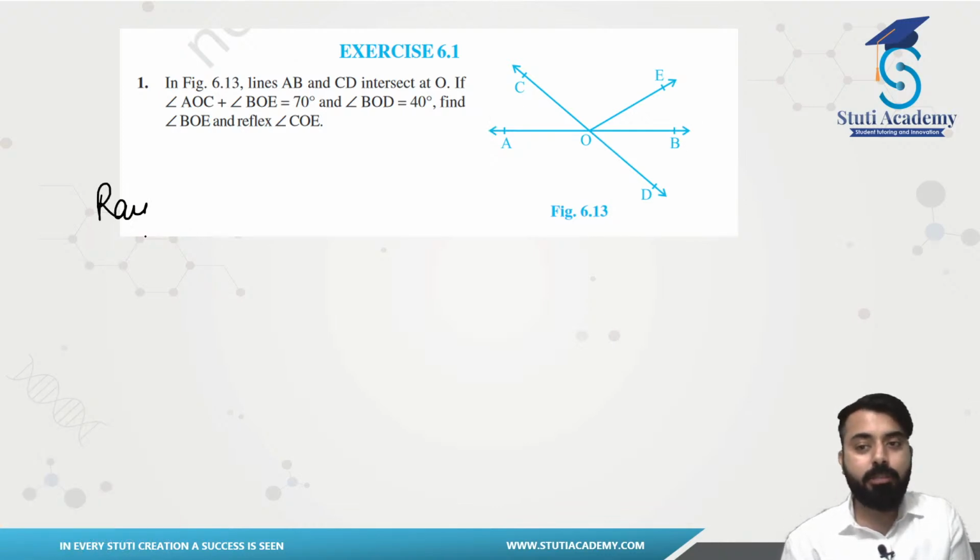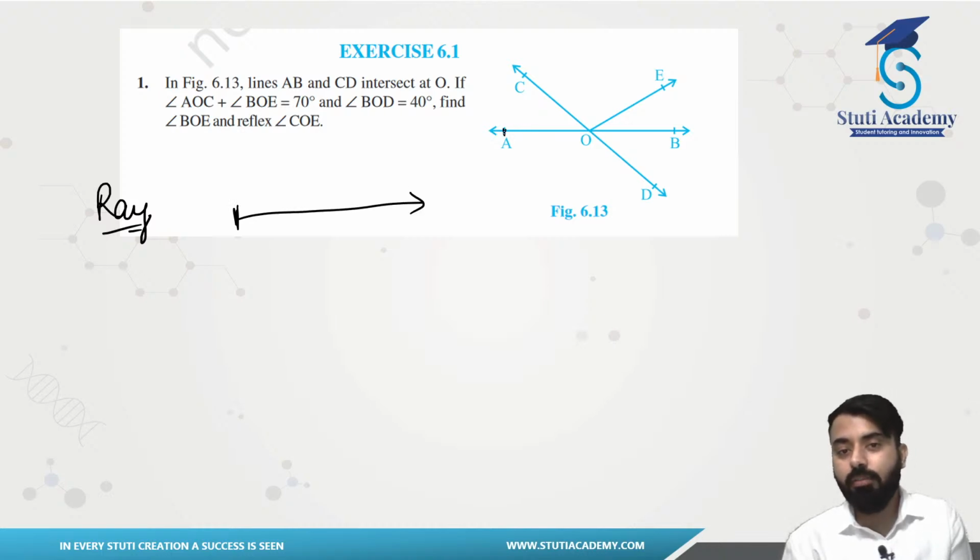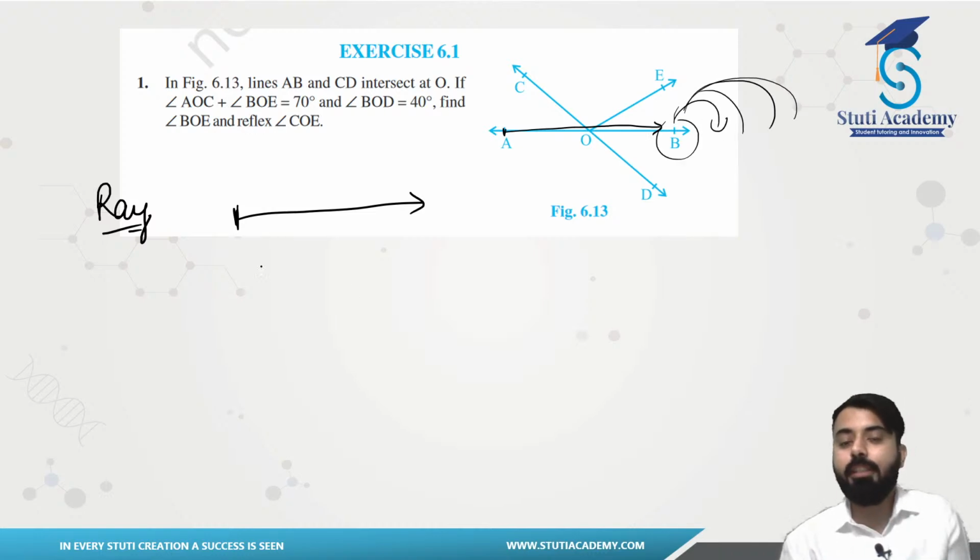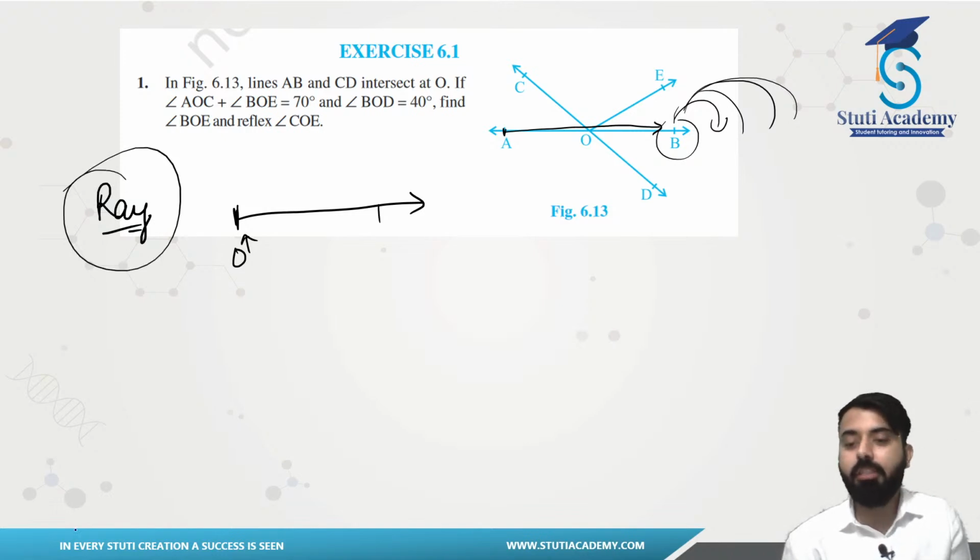Then you had the concept of a ray. So a ray was the part of a line which had one endpoint but was extending on the other side. If I had taken this A and moved towards B, I could have crossed this B also, there could have been any other point. So a ray will have one endpoint, that means this one will be your endpoint, and it will not have any endpoint on the other side. So that was the definition of a ray.